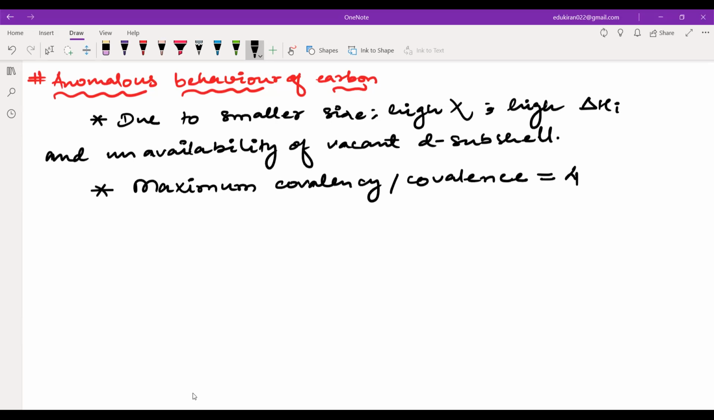That means it can only have 4 pairs of electrons around it, not more than 4, and that is why it cannot expand its covalence. It cannot expand its covalence due to the unavailability of vacant d subshell. But whenever you have this type of problem, how is carbon working around it? It is working around by forming strong pi bonds.